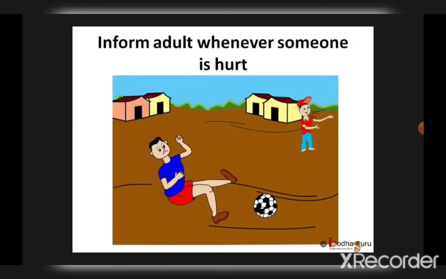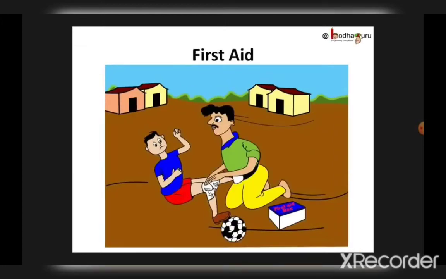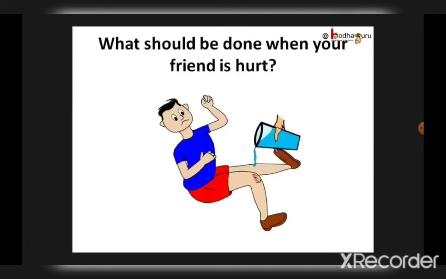First, when someone gets hurt, we should inform an adult and tell him or her what happened. Why? Because an adult person can give necessary immediate treatment to an injured person. This kind of immediate treatment is called first aid. What should be done when your friend is hurt? First, we need to clean the dirt and germs from the wound to avoid bigger trouble in the future. Wound should be washed with clean water to remove the dirt.